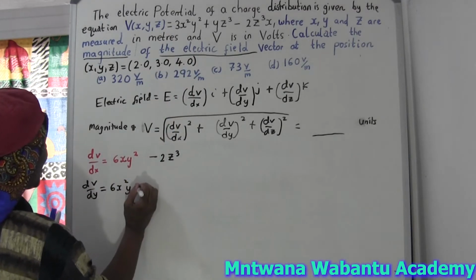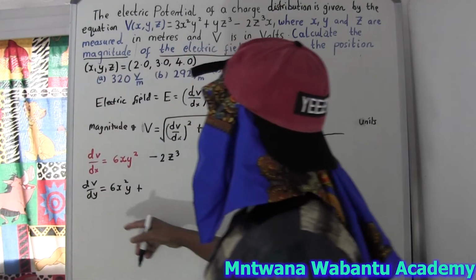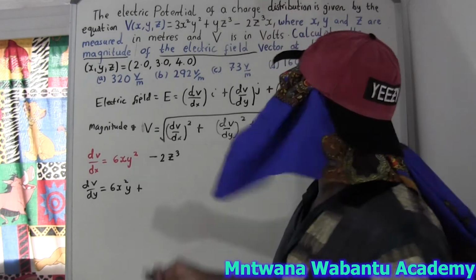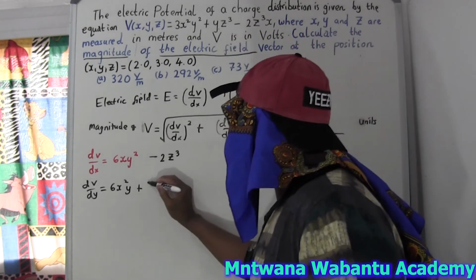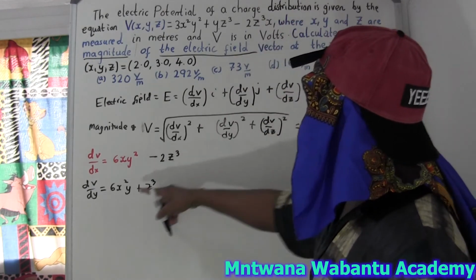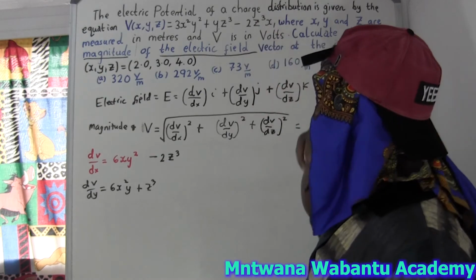Now I come here and then we add. Now we differentiate what? dv with y. So when I differentiate this y, it's going to give you 1. So it's going to be 1 times z cubed, equal to z cubed. Now we go for the last one. Now we differentiate only y. We don't have a y here, so everything is going to be 0, because x is a constant.